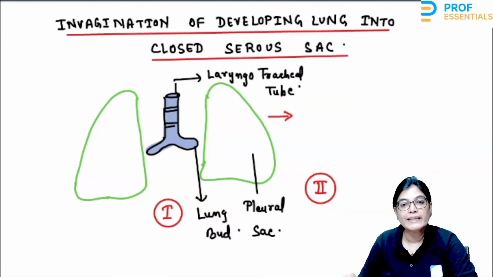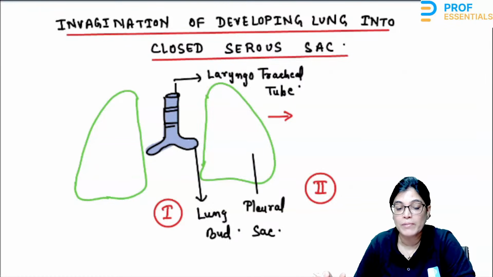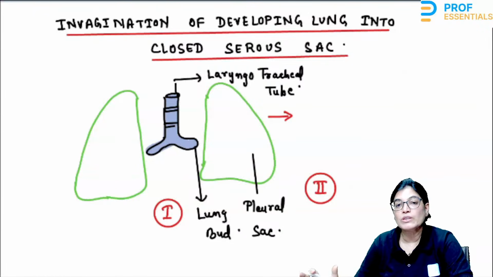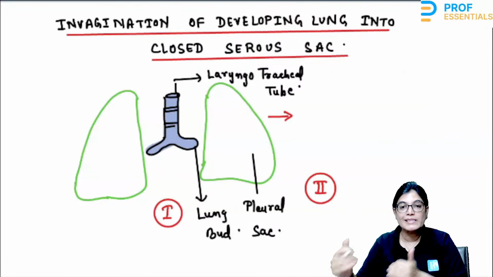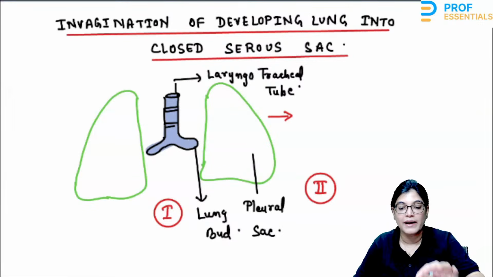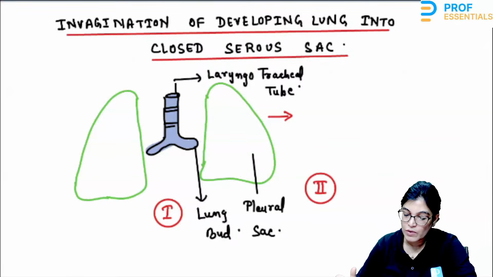Now, in the second stage of development, initially it is like that. If you remember, during the early embryological developmental phase, the lateral compartment of the thoracic cavity is occupied by a closed serous sac. So this is the pleural sac, which is a closed serous sac. And later on, in the second stage, there is the formation of the lung bud. Then the lung bud will enlarge. Till now, the lung bud was not enlarging.